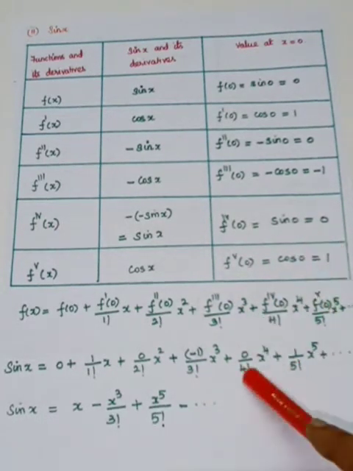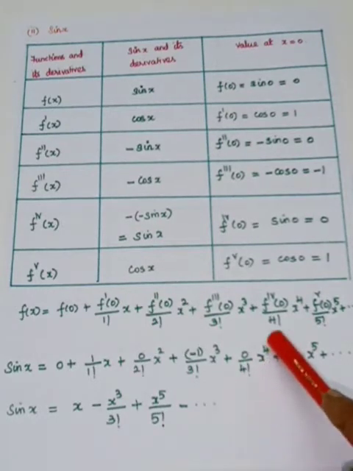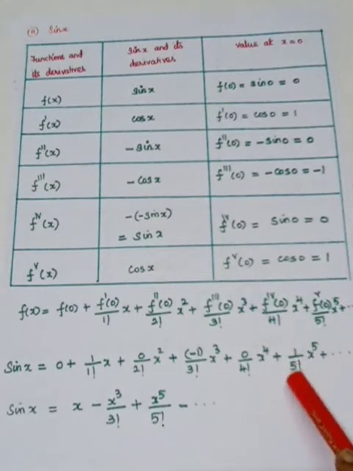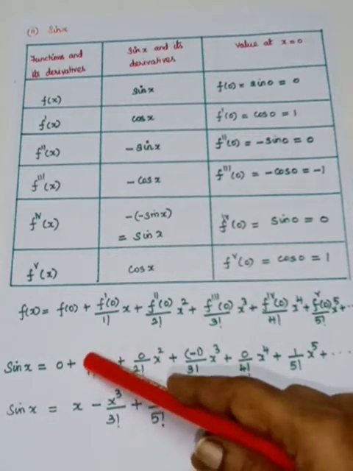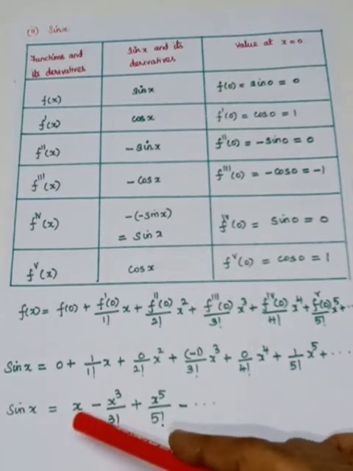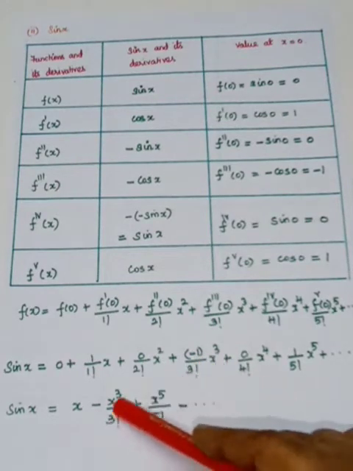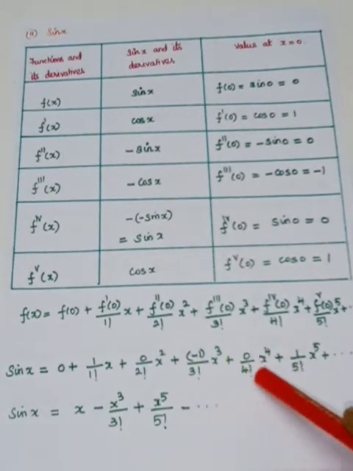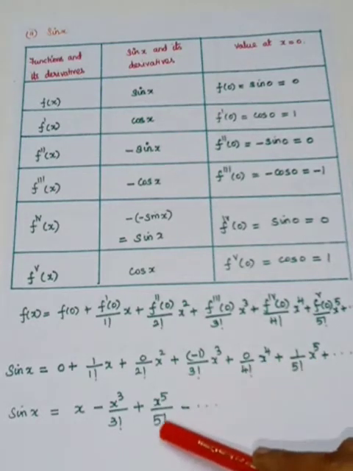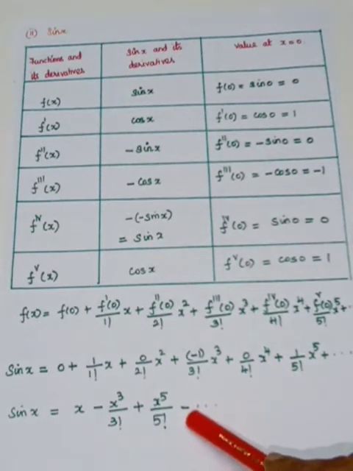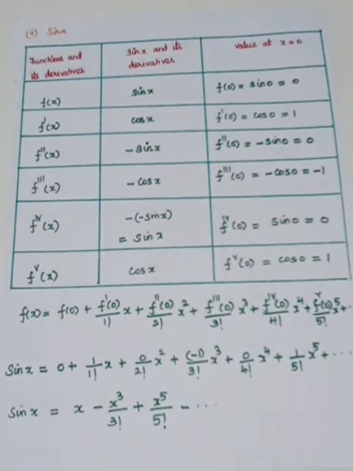So f fourth dash of 0 is 0, so 0 by 4 factorial into x power 4. This term will become 0. The fifth derivative of 0 is 1, so 1 by 5 factorial into x power 5 plus etc. It goes on. So sin x is equal to 1 by 1 factorial is 1, so it is x minus, this term will become 0, so minus 1 into x cube is minus x cube by 3 factorial. This term will become 0. So it is x power 5 by 5 factorial. Here I have written minus, so alternately positive and negative, the next term is minus etc.